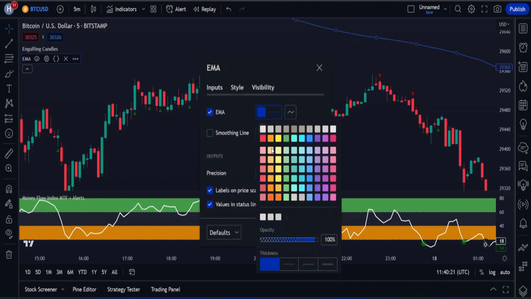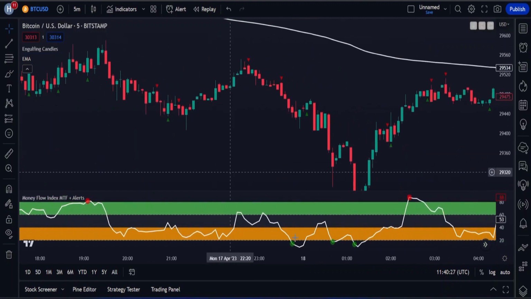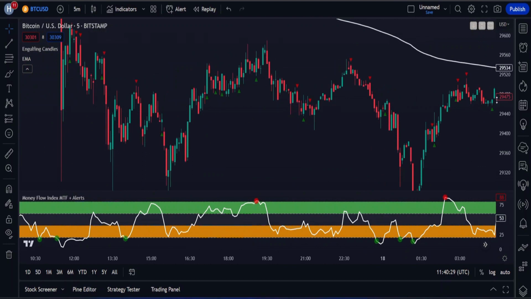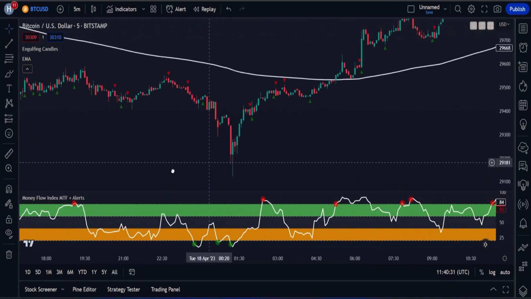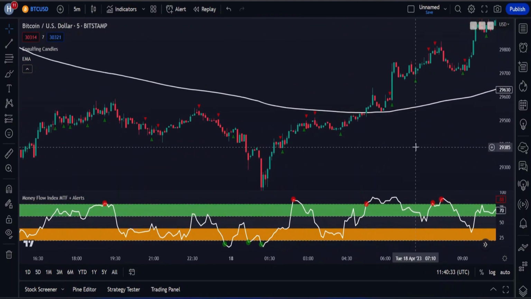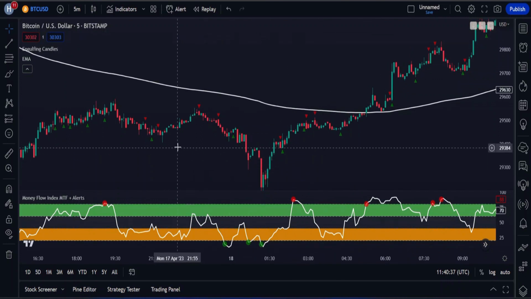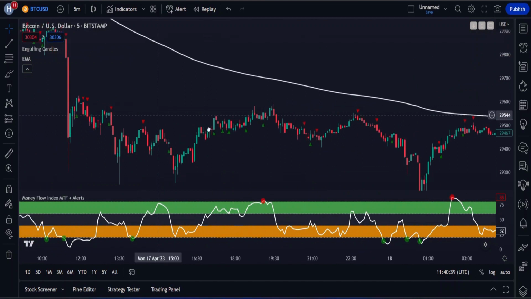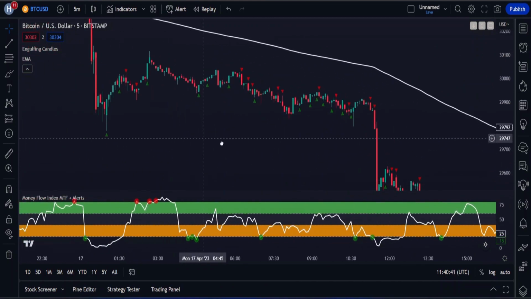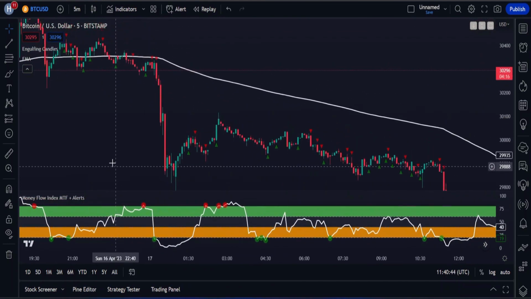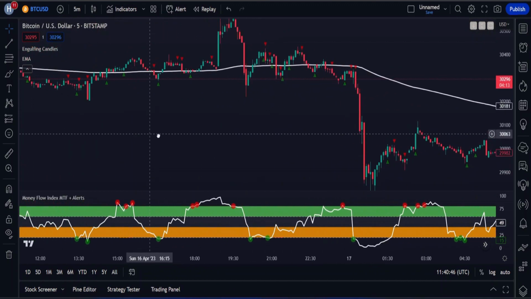The exponential moving average is a technical analysis indicator used in trading to help identify trends and potential entry or exit points in financial markets. Unlike the simple moving average, which assigns equal weight to all data points in the calculation, the EMA gives more importance to recent prices, making it more responsive to recent changes in the market. In trading, the EMA is often used to identify trends and potential support or resistance levels.